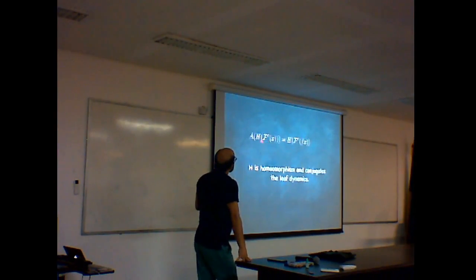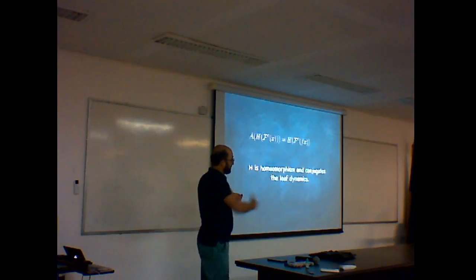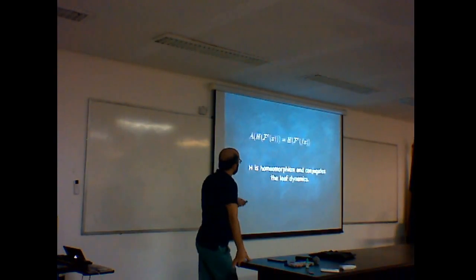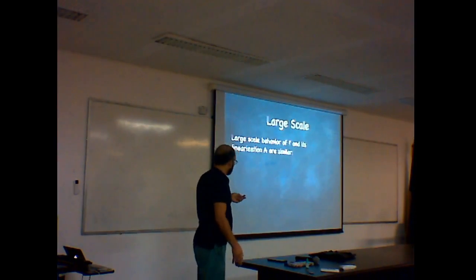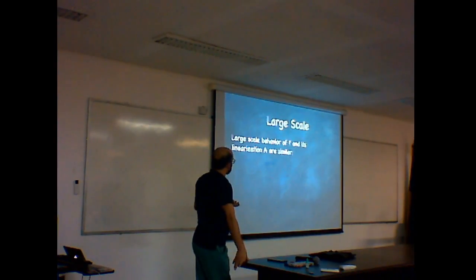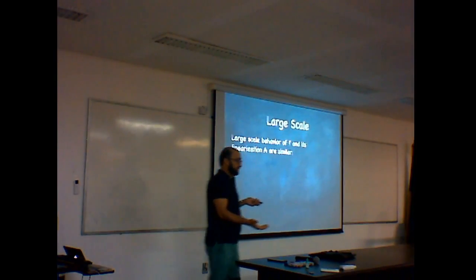So by leaf conjugacy, we mean a conjugacy in foliation terms. The homeomorphism H sends the central leaves of the nonlinear dynamics to the central leaves, commuting exactly, conjugately, as the linear one does. Well, in larger scales, and I will explain what I mean by larger scales, the behavior of F, the nonlinear one, and the linear one are similar. This is just, again, elementary homotopy theory.